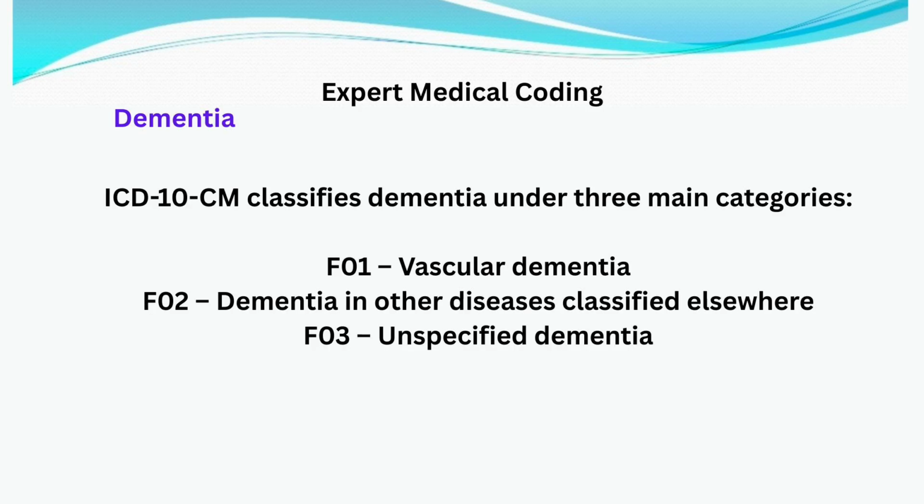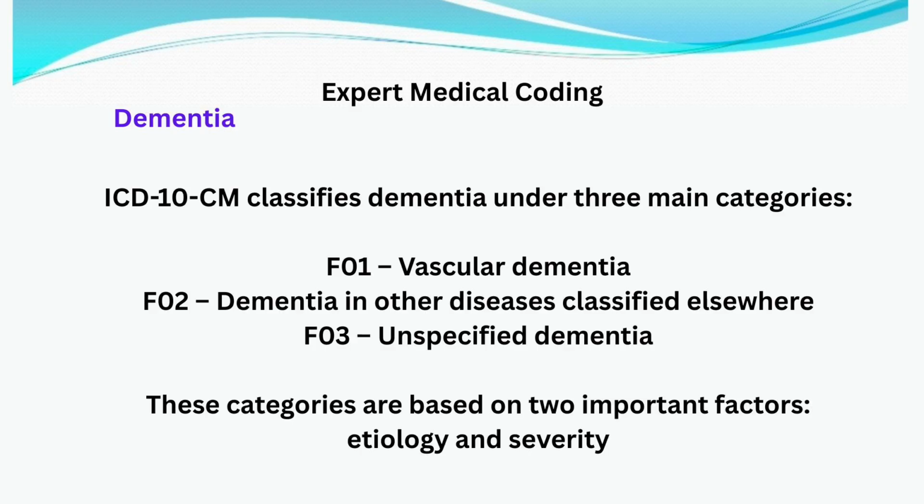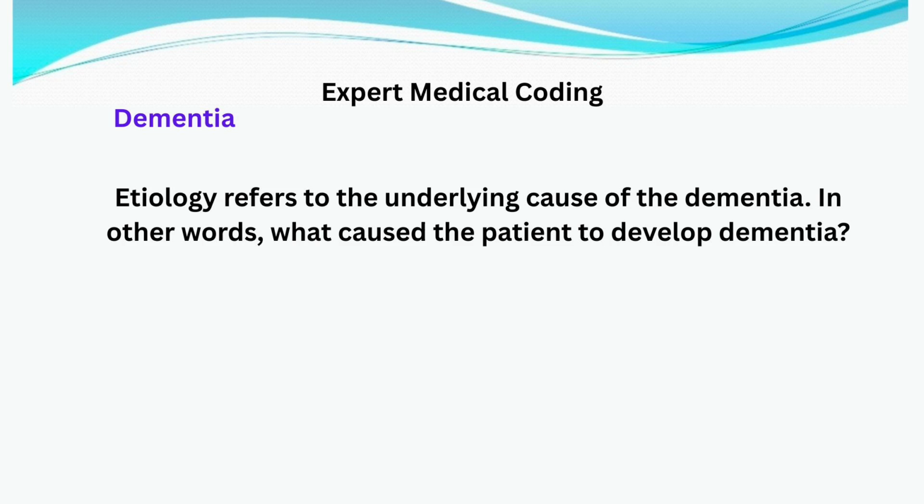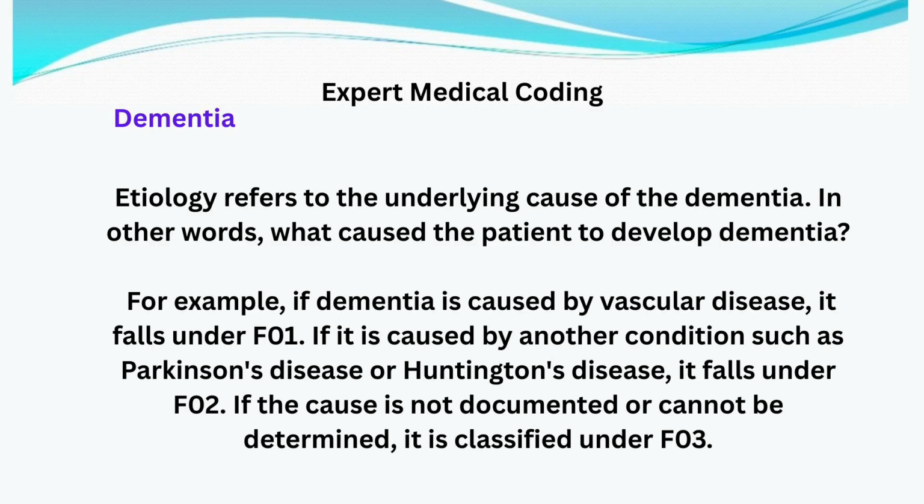ICD-10-CM classifies dementia under three main categories: F01, vascular dementia; F02, dementia in other diseases classified elsewhere; F03, unspecified dementia. These categories are based on two important factors: etiology and severity. Etiology refers to the underlying cause of the dementia. In other words, what caused the patient to develop dementia. For example, if dementia is caused by vascular disease, it falls under F01 category. If it is caused by another condition such as Parkinson's disease or Huntington's disease, it falls under F02 category. If the cause is not documented or cannot be determined, it falls under F03 category.